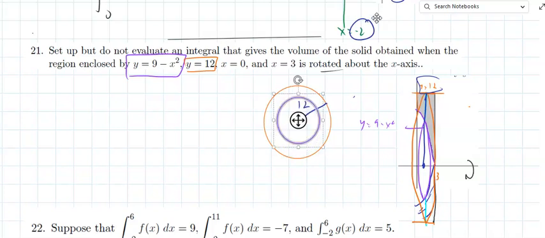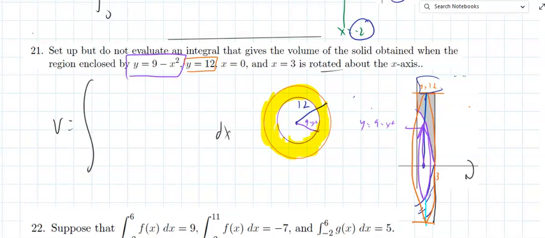You consider that a circle. This distance is this distance. That is 9 minus x squared. And I want this area. So volume is going to be, I'm running dx, which means x equals 0 to x equals 3. And it's going to be the outer area, pi times 12 squared, minus pi times 9 minus x squared squared. There it is. Done deal.